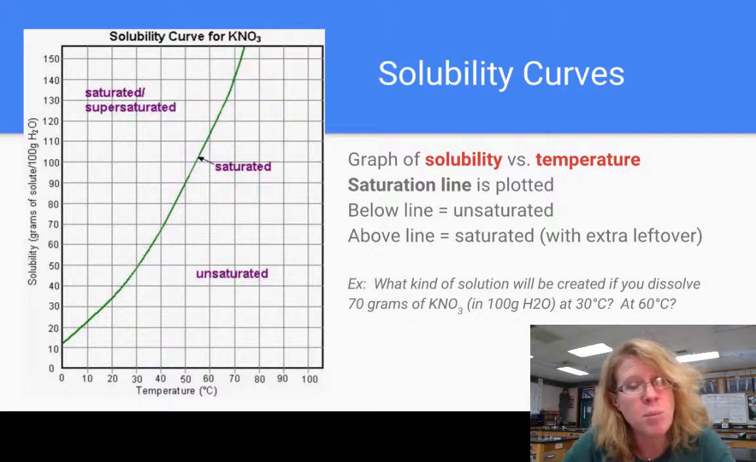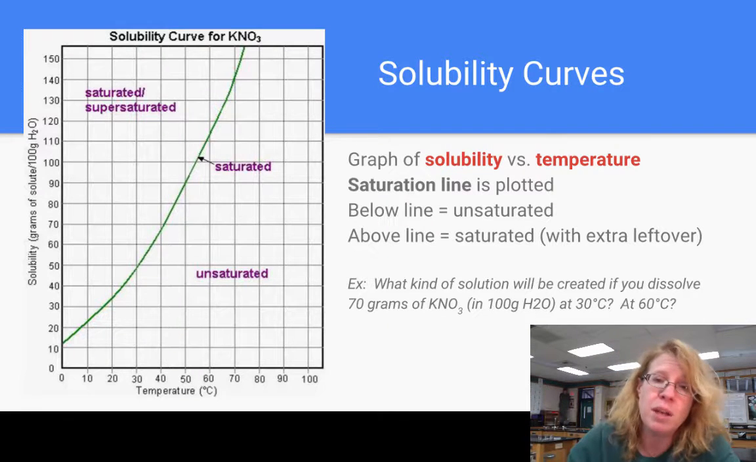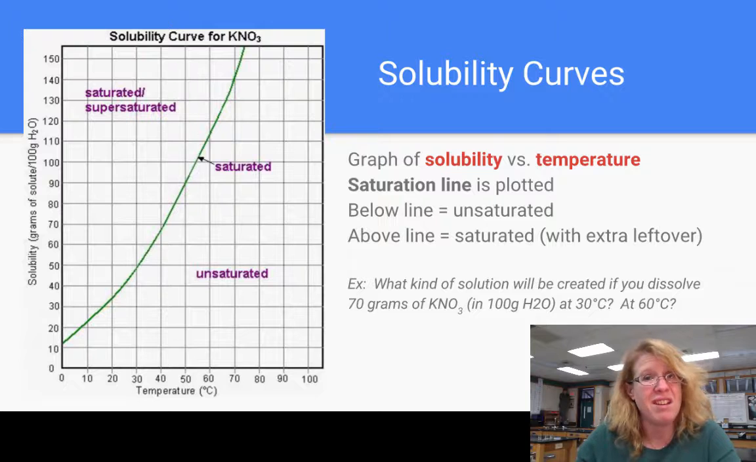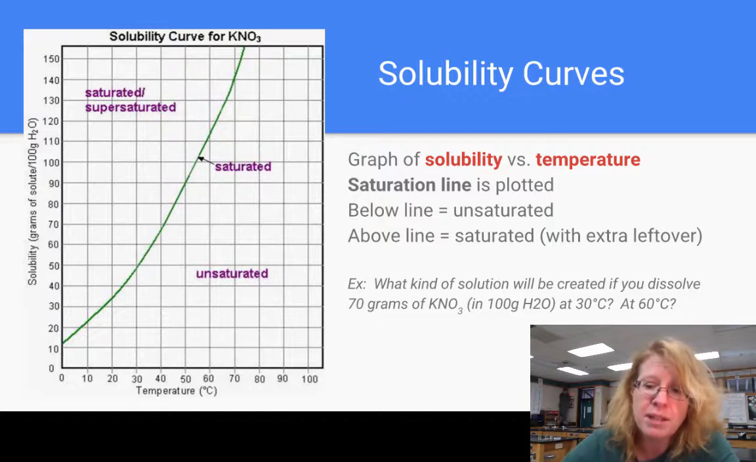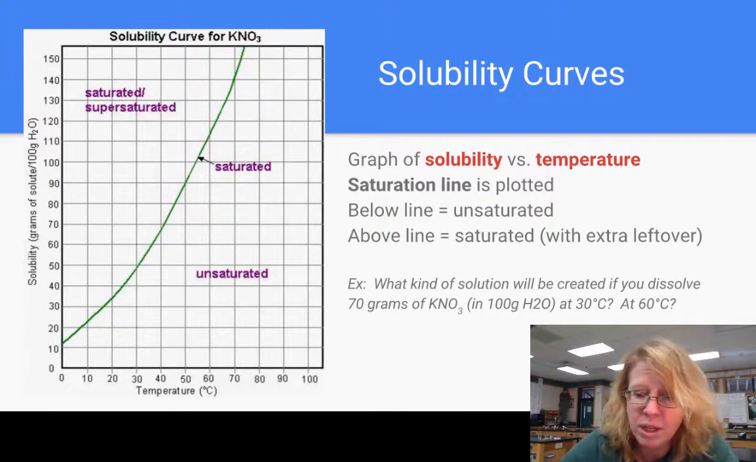So you can see that temperature has a big role here. The higher the temperature, generally the more that can dissolve, right? Solubility goes up as temperature goes up. So this is called a solubility curve.